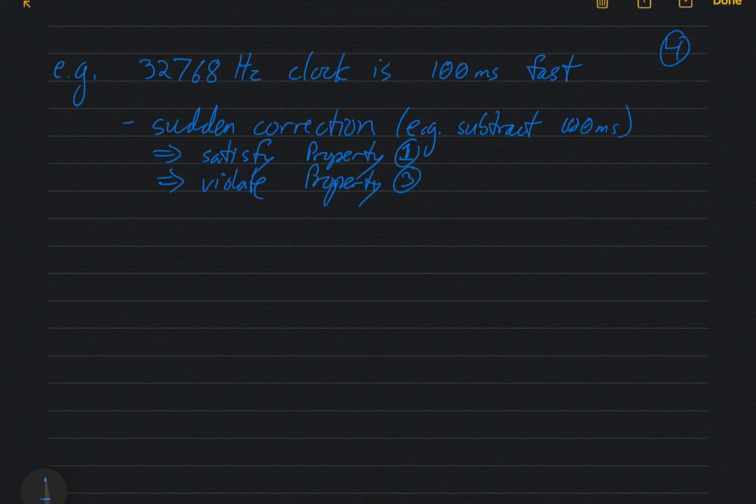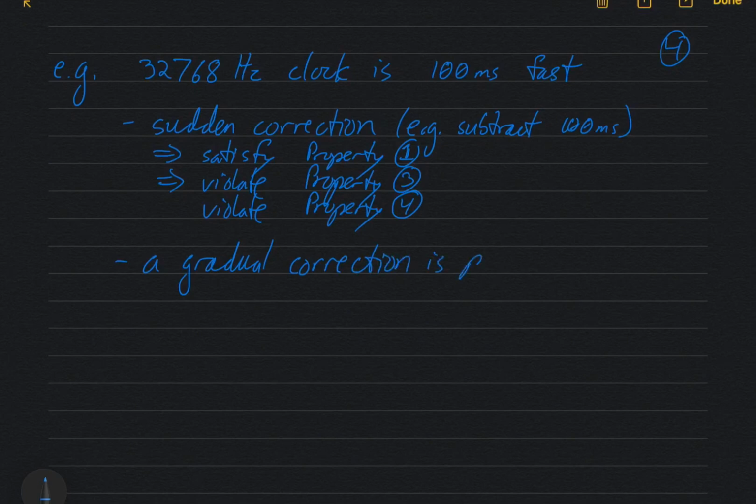And it might also violate property 4 if one of the intervals that your application is measuring happens to be across when that correction takes place. So as a result of this, a gradual correction is preferred. So basically slow the clock down.